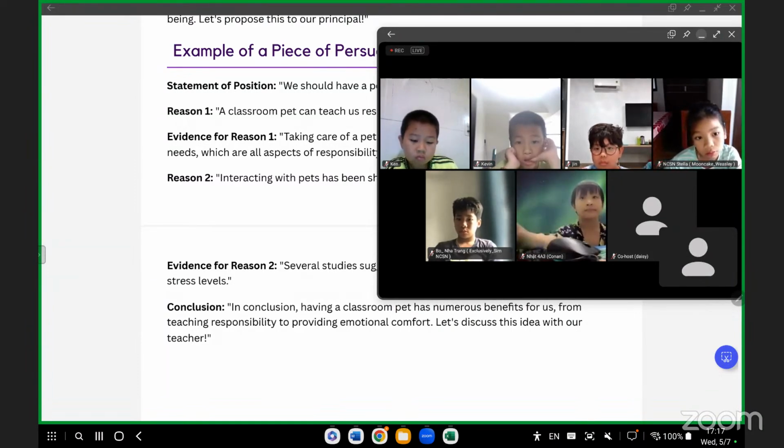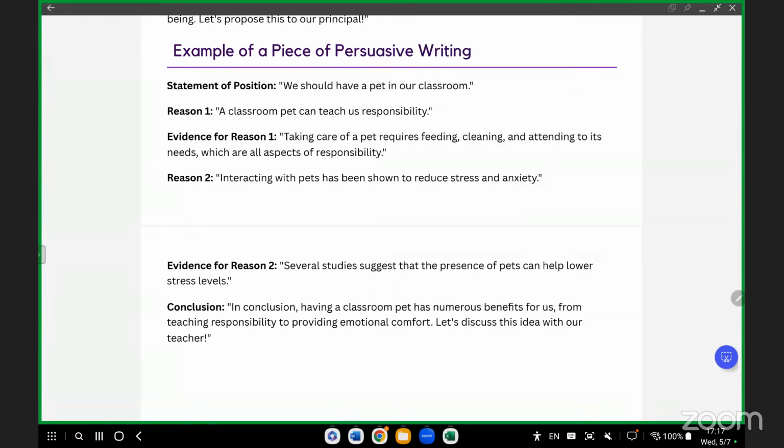Terrific. Let's keep going. So the statement of position: We should have a pet in our classroom. Our first reason would be a classroom pet can teach us responsibility. And the evidence for that argument would be taking care of a pet requires feeding, cleaning, and attending to its needs, which are all aspects of responsibility.